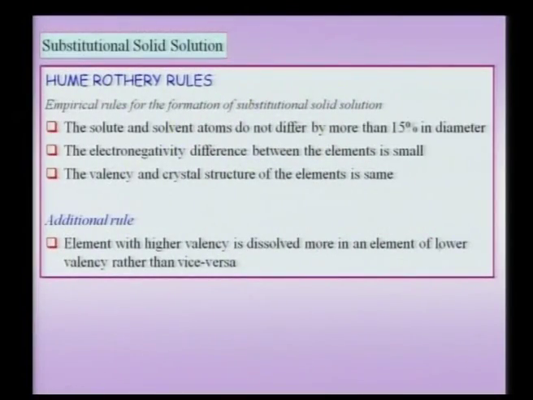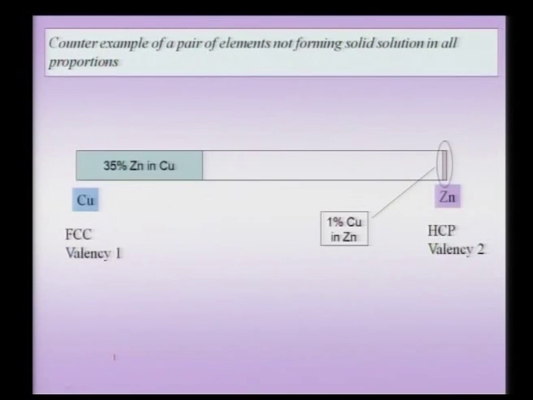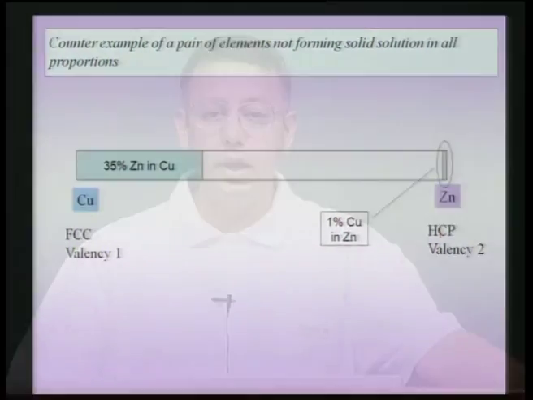Now, I had mentioned when I talked about the Hume-Rothery rules that an element with higher valency dissolves more in an element of lower valency rather than vice versa. So, just to illustrate this with an example, I have an example here, and this is the example of copper and zinc. You can straight away see that there is no reason to expect complete solid solubility in this case, because copper is FCC and zinc is HCP. So, there is no possibility for us to obtain complete solid solubility. Now, if you want to contrast it with liquids, then this crystal structure aspect is obviously absent, and therefore, some of the guiding principles would be very different.